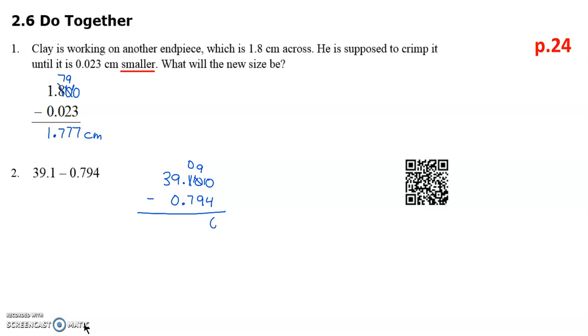10 minus 4 is 6, 9 minus 9 is 0, 0 minus 7 we cannot do, we need to borrow again. Take from the 9 to make a 10, 10 minus 7 is 3. We bring our decimal place lined up, 8 minus 0 is 8, and 3 minus 0 is 3. So we will end up with 38 306 thousandths.